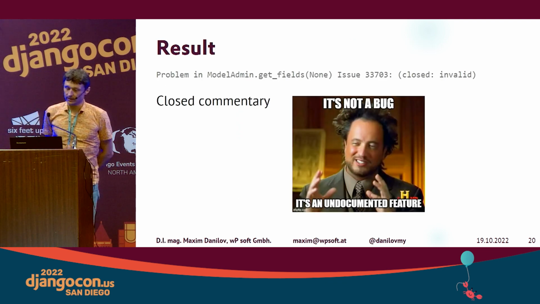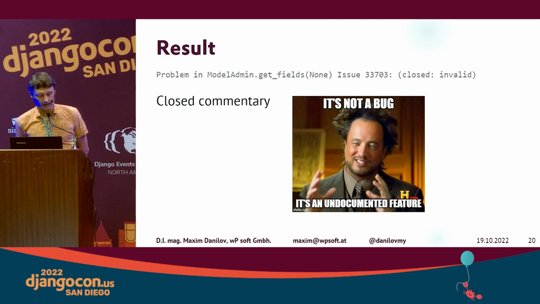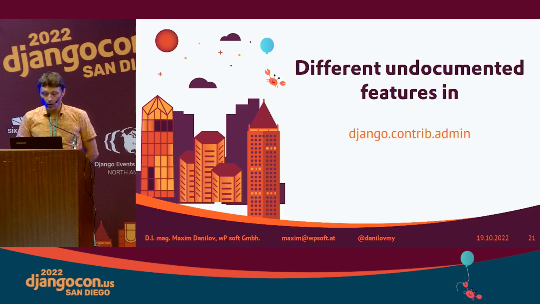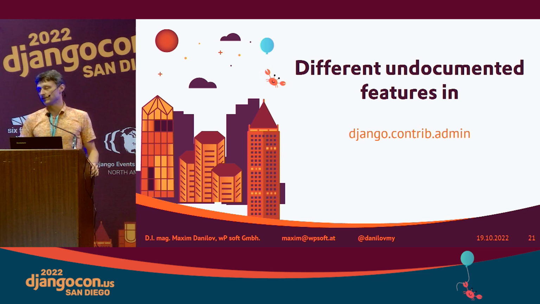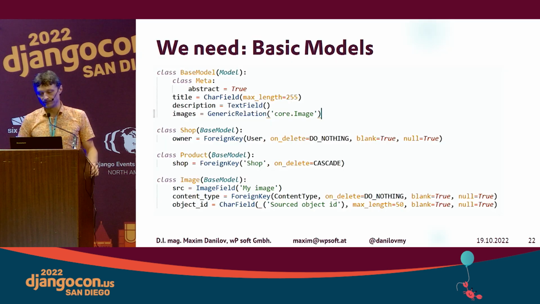The answer was: the issue was closed as invalid, with the comment, it's not a bug, it's an undocumented feature. All I try to tell in my talks is that almost all these things are undocumented. And let's go to the different undocumented features in django.contrib.admin.